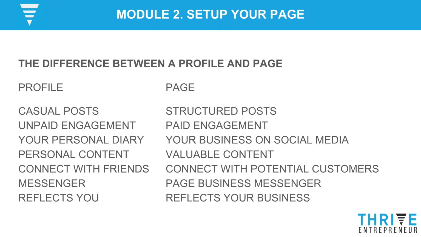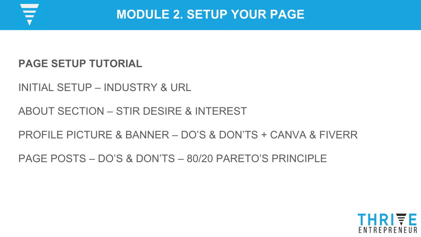Okay, cool. So that's a pretty important little difference there. So, page setup tutorial. When you're setting up your page, for the initial setup, we're just going to go through and adjust the industry and the URL. I'm going to take you through this in a second. We're going to go through the about section, stir desire and interest, profile picture and banner. So you just want to put that together, and we're going to show you how to put that together, and then page posts, do's and don'ts, and Pareto's principle. So let's jump into that now.